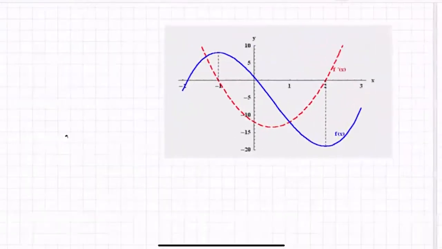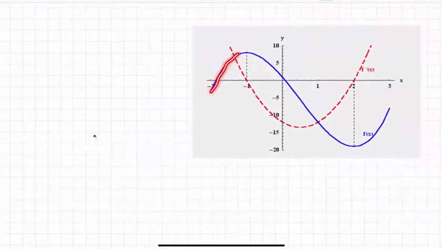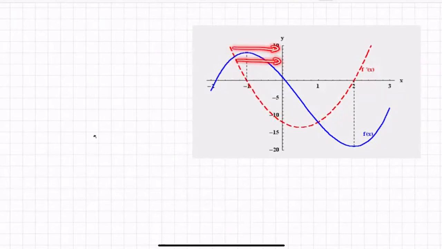I do. Okay, so the blue one is the original f of x, and f dash of x is the red one. What do I mean by that? f of x is increasing when the slope is positive. Let me explain. f dash of x is slope. So you don't look at the trend of f dash of x, you look at the value of f dash of x.